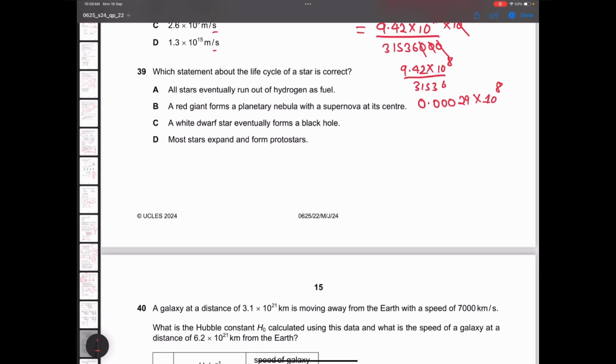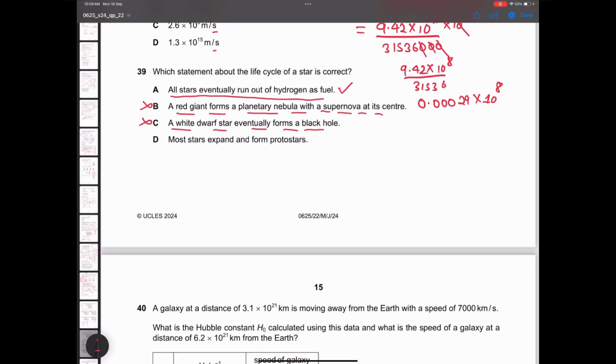Which statement about life cycle of a star is correct? All stars eventually run out of hydrogen as a fuel. This is true in a way. A red giant forms a planetary nebula with a supernova at its center. No, this is not true. White dwarf eventually forms a black hole. This is not true. Majority of the white dwarfs turn into black dwarfs, not a black hole.